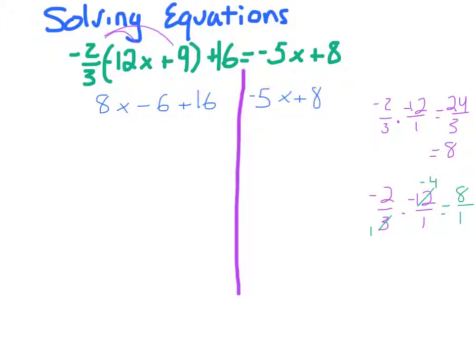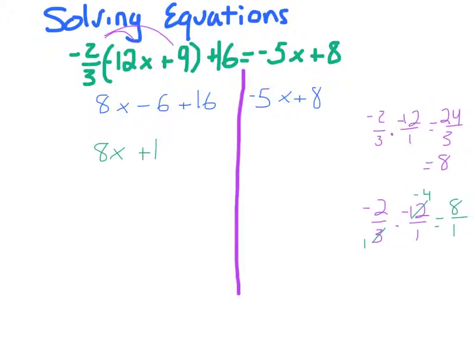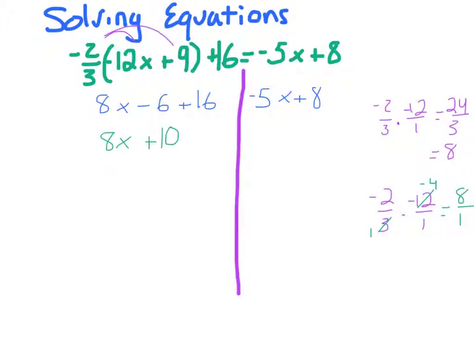I do the same thing for the negative 2/3 times 9, and I know that 2/3 of 9 is 6. The next thing I need to do is combine my like terms on the left-hand side. So my next line is 8x plus 10 equals negative 5x combined with 8.